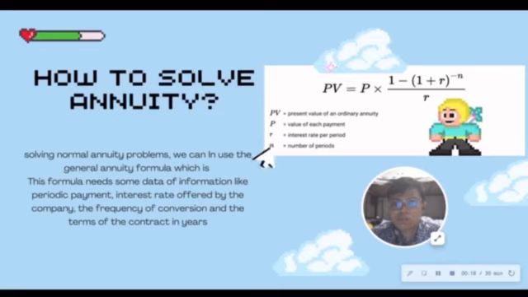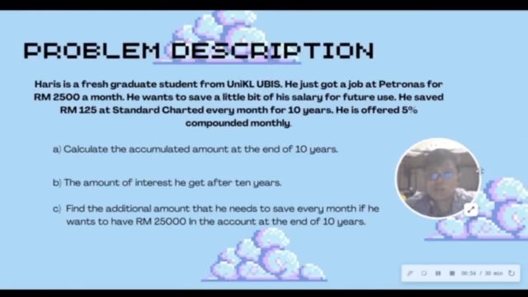How to solve annuity? To solve a normal annuity problem, we can use the general annuity formula, which is PV equals P times (1 minus (1 plus R) to the power of negative n) over R. This formula needs some information like the periodic payment, the interest rate offered by the company, the frequency of conversion, and the terms of the contract in years.